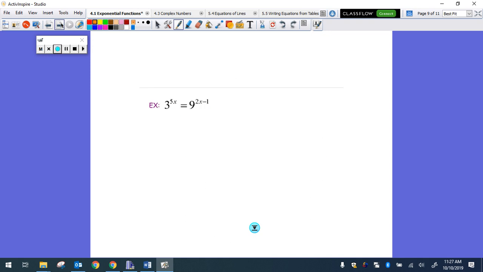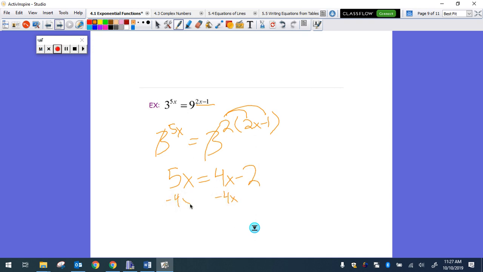All right, my common base is going to be a 3. So I have 3 to the 5x. And then under 9 is 3 to the 2nd. 3 squared is 9. So now I also have to bring down that 2x minus 1. So I can mark out my 3's. So I have 5x equals, I'm going to go ahead and do this distribution, 4x minus 2. Move my 4x over. So x equals negative 2.